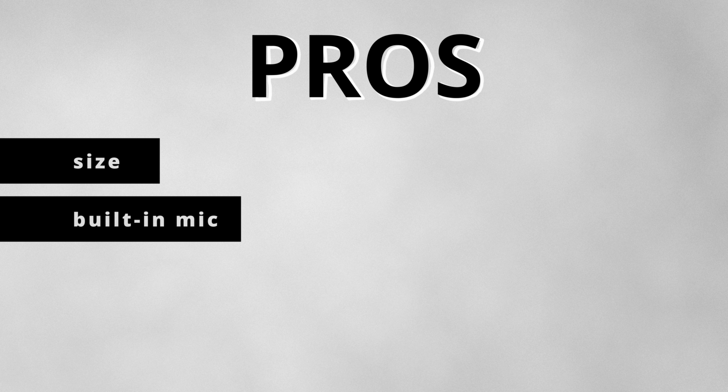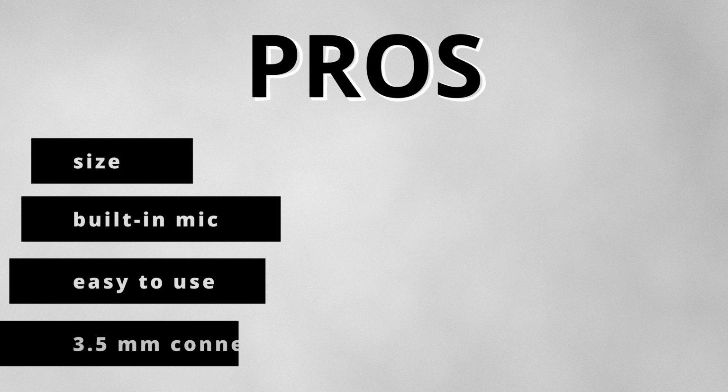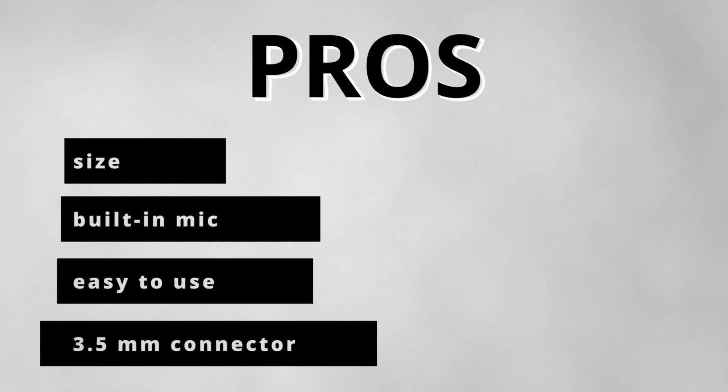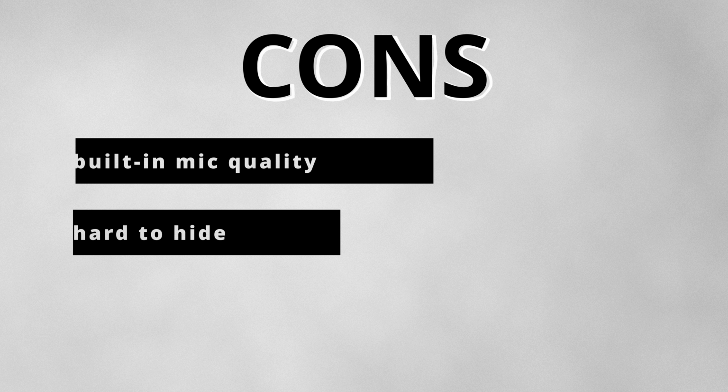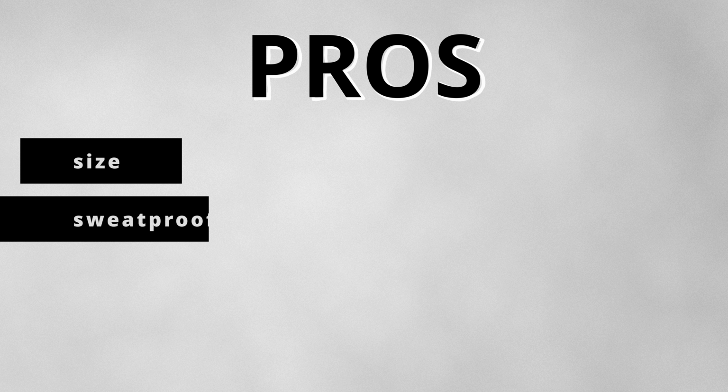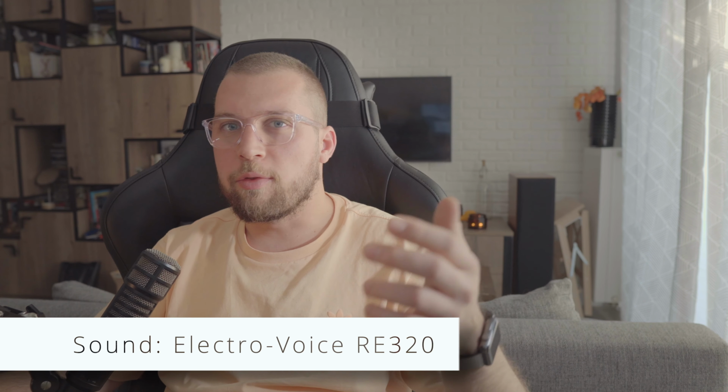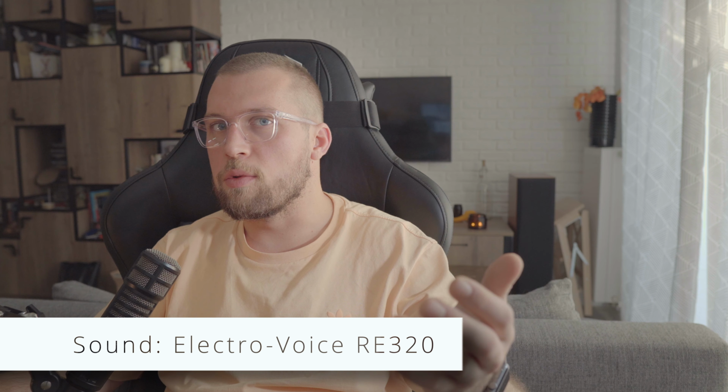Pros of Wireless Go: size, built-in mic, easy to use, 3.5mm jack connector. Cons: mediocre sound quality of built-in mic, hard to hide when using without lav mic connected. Pros of external lav connected, for example MKE-2: size, sweat-proof, sound quality. Cons: price.